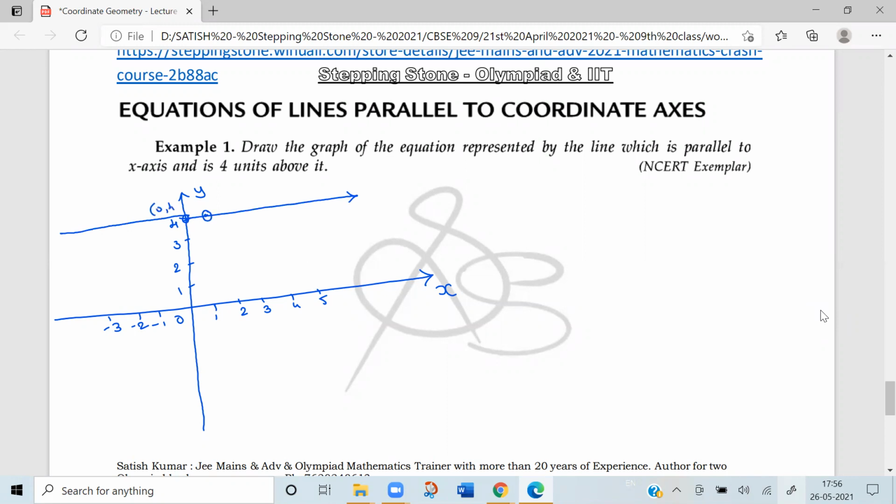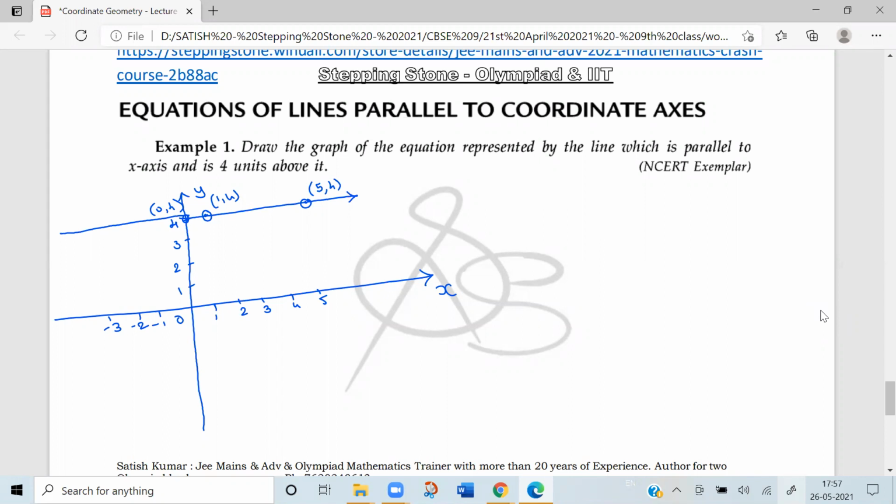This is 0, 4. Tell me this coordinate. 1, 4. Tell me this point. 5, 4. Right. Now, can you tell me the equation of this line? For the equation of this line, I can write now. Observe the coordinates. What is the common observation in all these points?